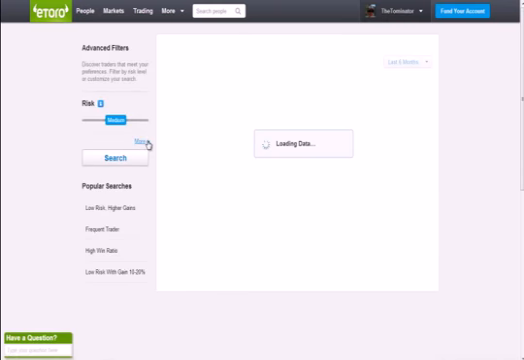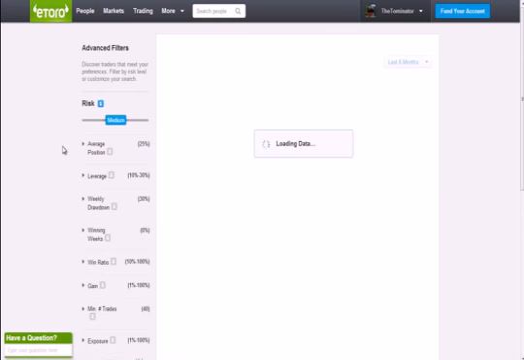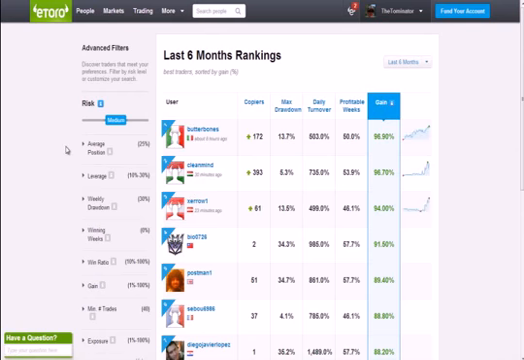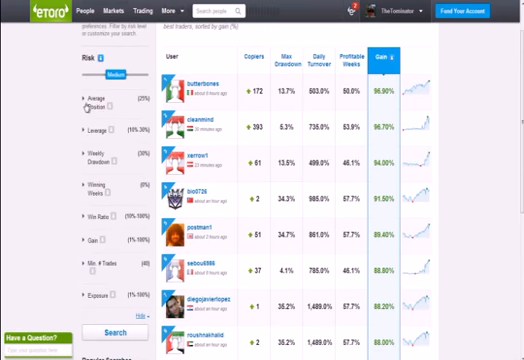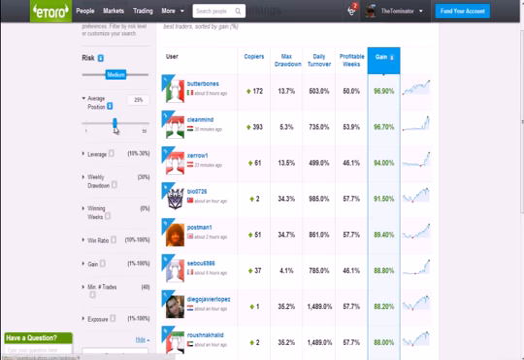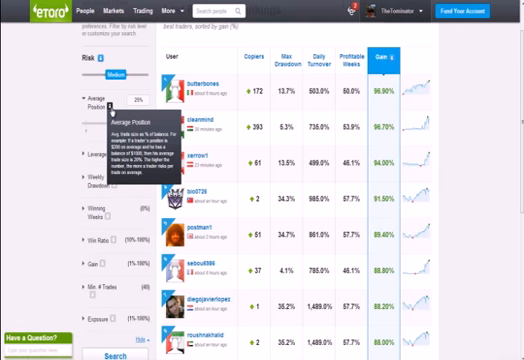Over here, you can choose how to filter out only the traders that you want to see. You have different parameters starting from average position, leverage, and weekly drawdown, and also gain minimum number of trades and the exposure. Each and every one of these parameters can be opened and set according to your desire. On each and every one of these parameters, there is an information and explanation about the parameter itself.